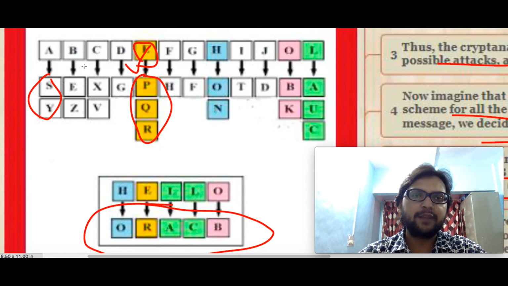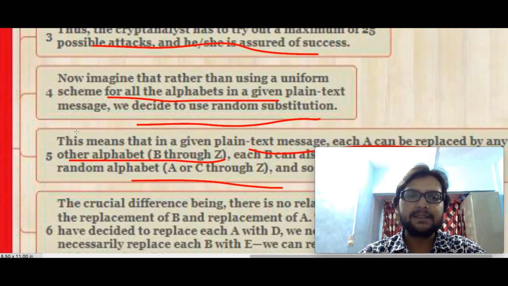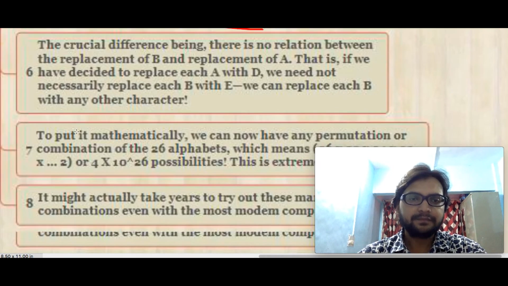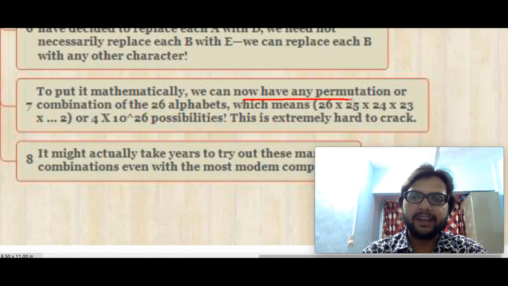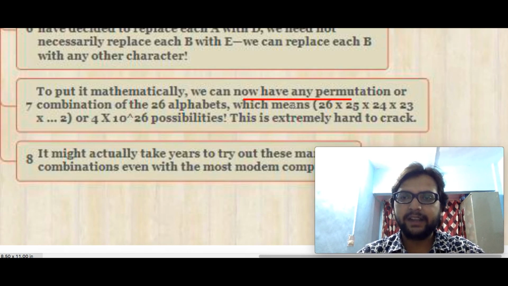As you can see, once we replace B with E, then again we replace B with Z. So it is very difficult for cryptanalysts to guess the technique behind this. To put it mathematically, we now have many permutations or combinations of 26 alphabets. What we mean by permutation or combination is that we basically take the factorial.